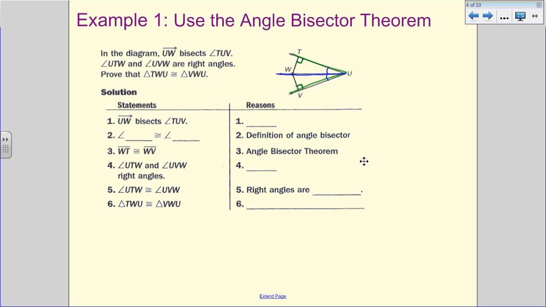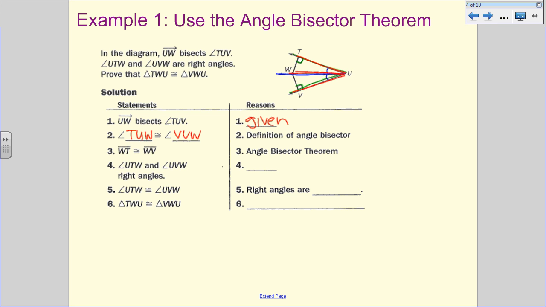So we start our statements with our given. So UW bisects angle TUV. The reason we know that is given. And so the definition of an angle bisector is our reason. Well, we just bisected an angle, so I need to tell you what two congruent angles you created. So you created angle TUW and angle VUW. Those two are the congruent angles, and we already drew that in there.